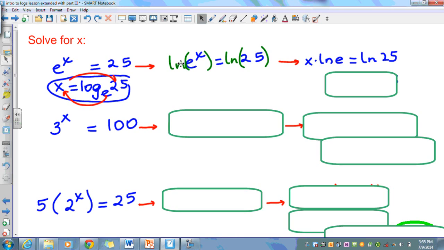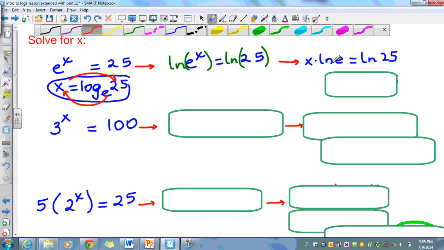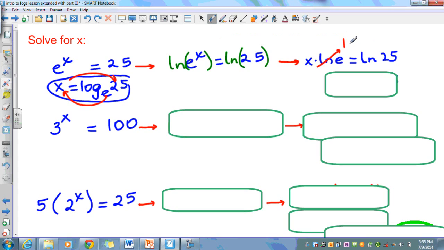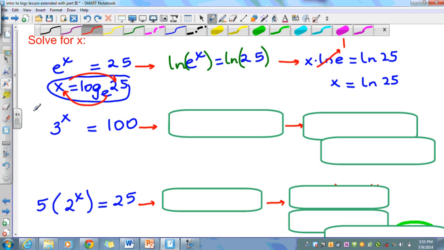You could have also just simplified right away. ln e to the x is right away just x. That would be another way to do it. And therefore, we got the same answer. And namely, x is equal to ln 25. Again, log base over here, of course, is the same thing as ln. Let's take a look at the next example.